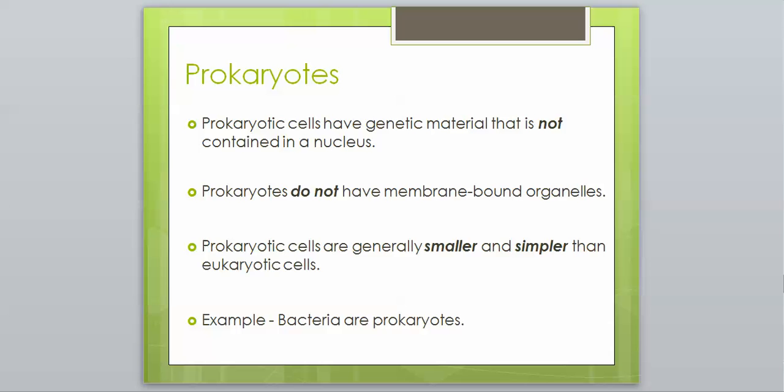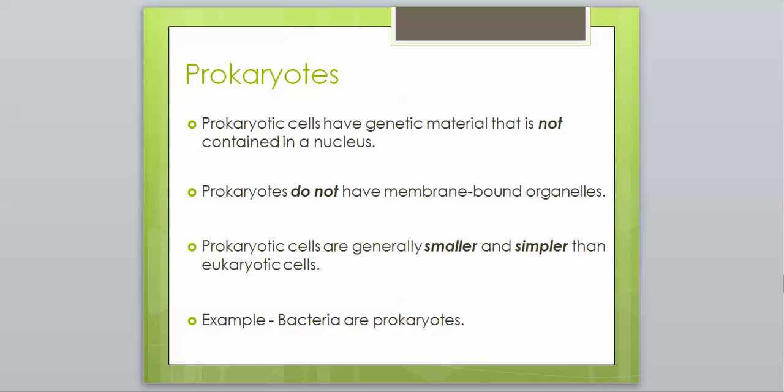So we're going to start with prokaryotes. Prokaryotic cells have genetic material that is not contained in a nucleus. And the big word there is not. So their genetic material is kind of just floating around in some random place. And then prokaryotes do not have membrane-bound organelles. We're going to talk more about what an organelle is. It just kind of means a small organ. It's just a part of a cell.